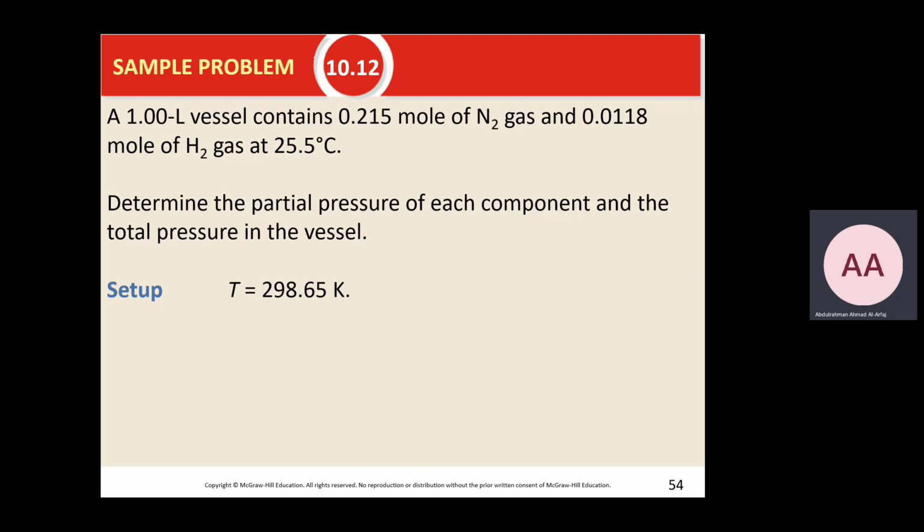Okay, let's solve this problem. A 1 liter vessel contains 0.215 mole of N2 and 0.0118 mole of H2 gas. Determine the partial pressure of each component and the total pressure. Try to do it, and we'll discuss it further tomorrow.